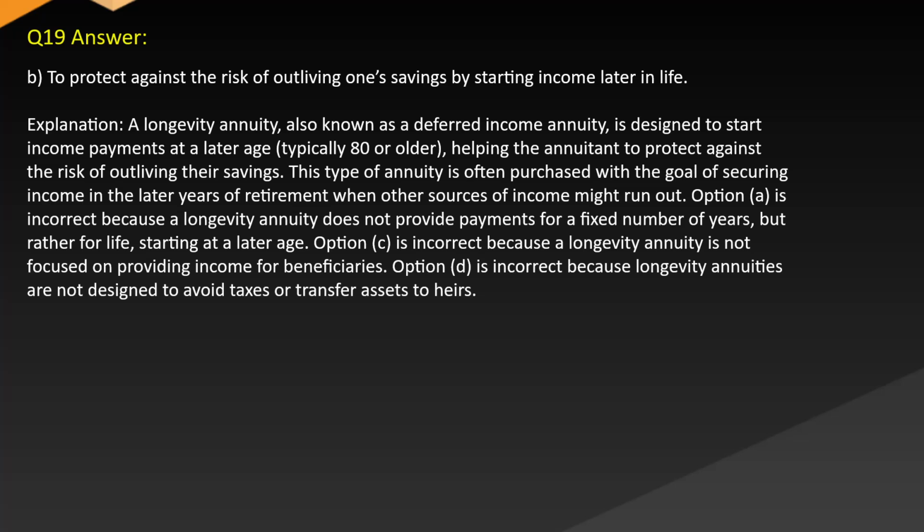Option A is incorrect because a longevity annuity does not provide payments for a fixed number of years, but rather for life, starting at a later age. Option C is incorrect because a longevity annuity is not focused on providing income for beneficiaries. Option D is incorrect because longevity annuities are not designed to avoid taxes or transfer assets to heirs.